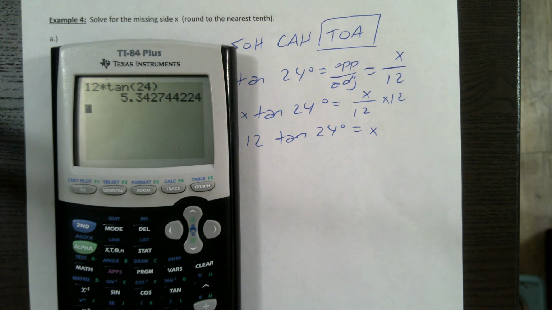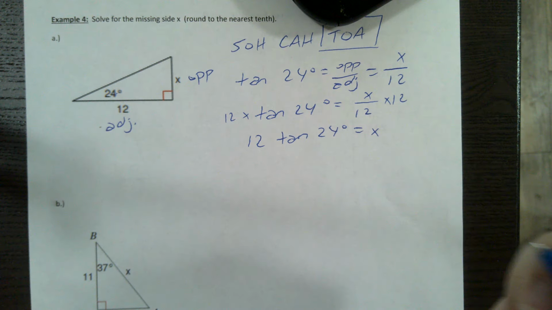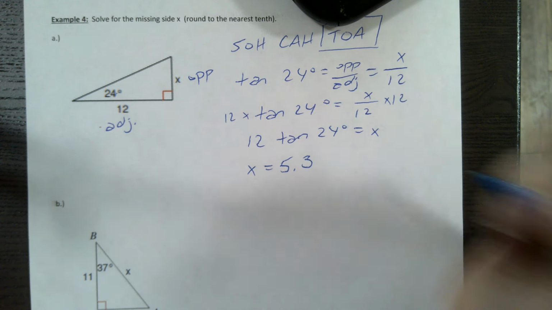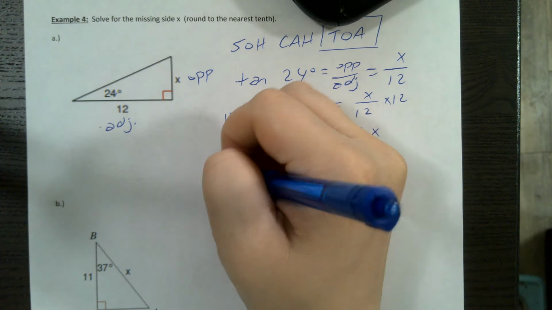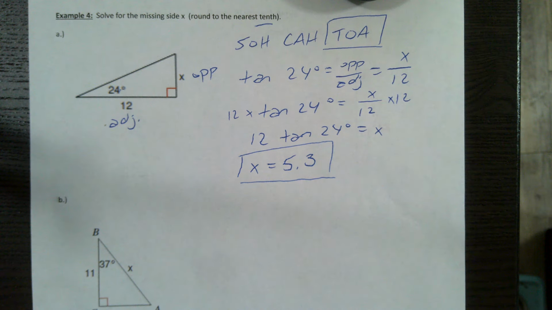And we're going to get, and we're going to round to the nearest tenth, 5.34 for our final answer for this one. So the length of that missing side x is going to be 5.3, rounded to the nearest tenth. So our x is going to be 5.3. It would be 5.34 if we were rounding to the nearest hundredth. But here it asked for a tenth. Make sure you're paying attention to which place the problem is asking for.